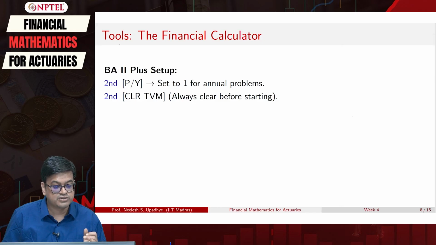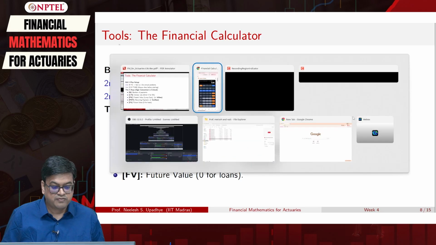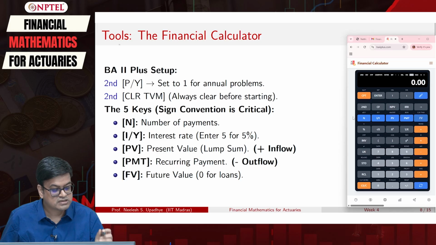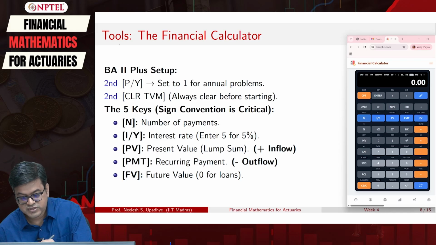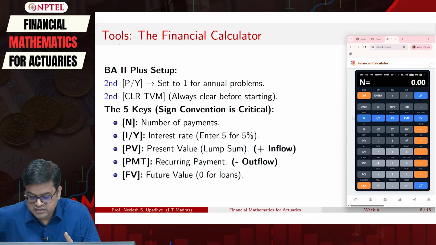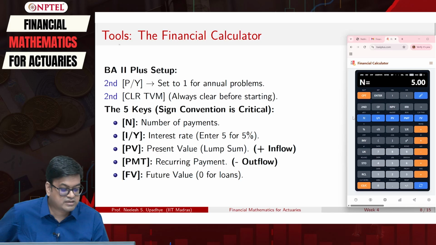Now, I will introduce you to some key buttons on your computer. These 5 keys are very important for our calculations. First is the key of n, which is very important, and you can set any value and use that key. For example, if I want to set 5 value, then I will press n, then n is set to 5.